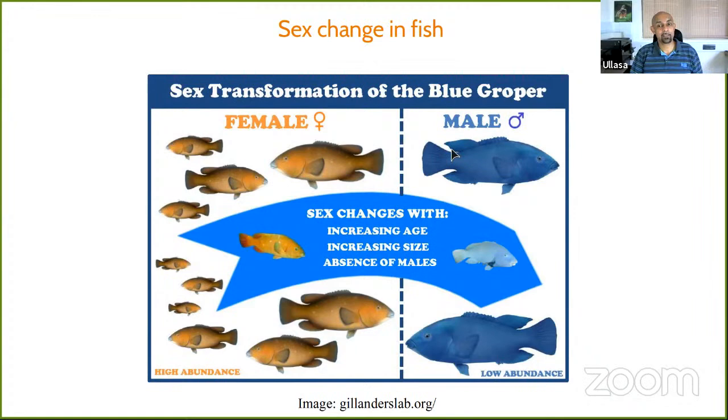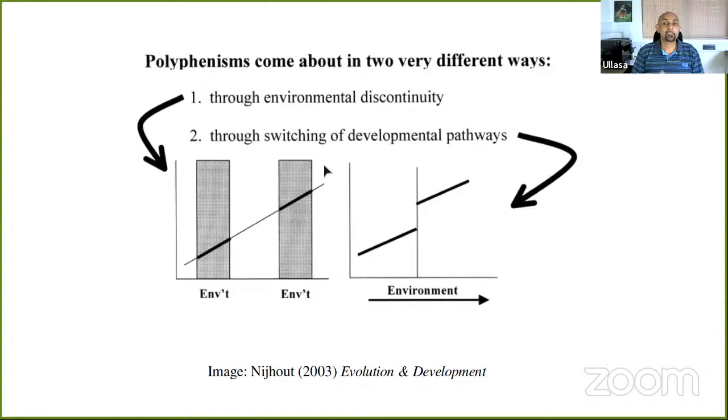I'm not really sure, but it's possible in some cases. Now, I talked about polyphenisms. So how do you get these discrete phenotypes? In nature, the reaction norm itself may be continuous, but the environments are discrete, right?